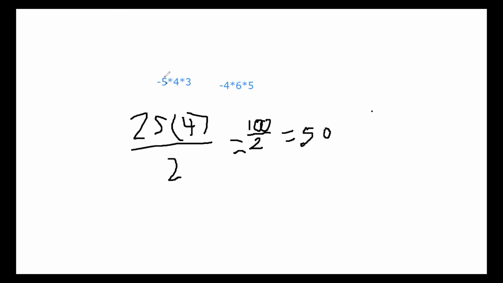Now let's go back to these last two here, since you guys probably already got these. Negative 5 times 4 is 20, negative 20 times 3, which is negative 60. And then you have negative 4 times 6 is negative 24 times 5, which is negative 120. It's a negative times a positive times a positive.